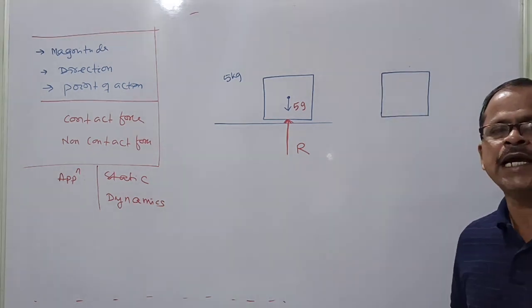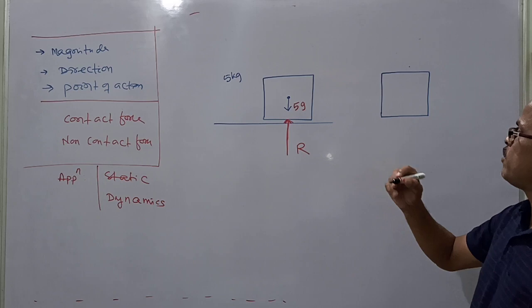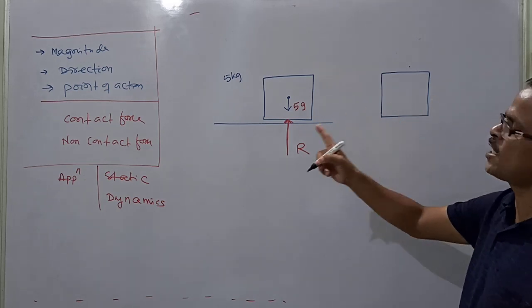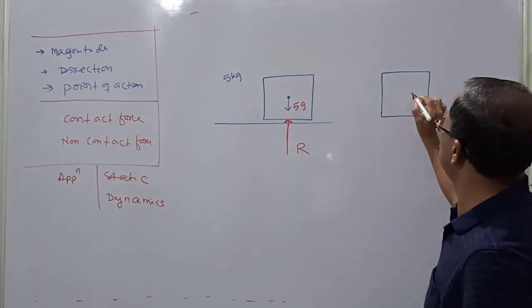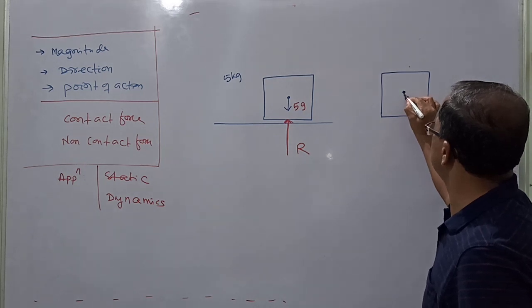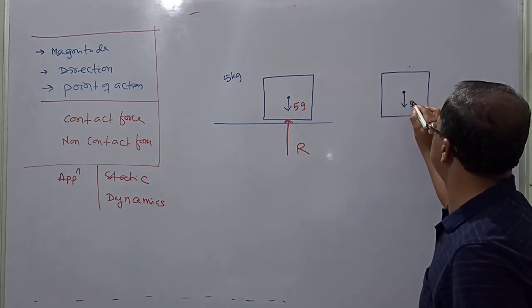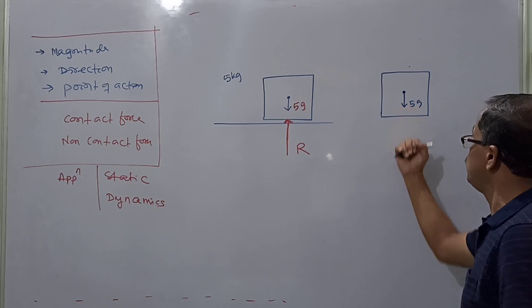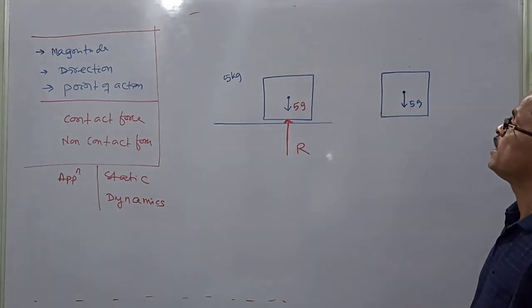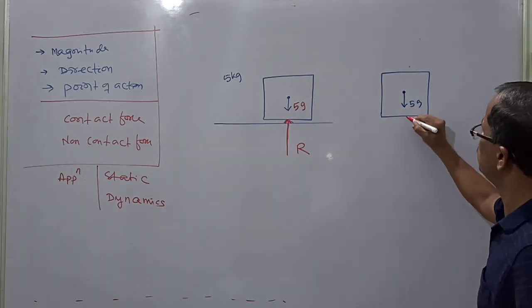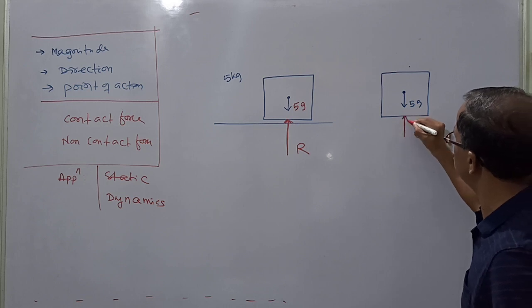Yes, I have isolated. After isolation, I will show the forces: contact forces and non-contact forces. The non-contact force passes through the center of mass because the earth pulls it. The earth below it is always pulling it. Then the ground below it gives a reaction. The reaction will be touching here. The reaction is not like this.